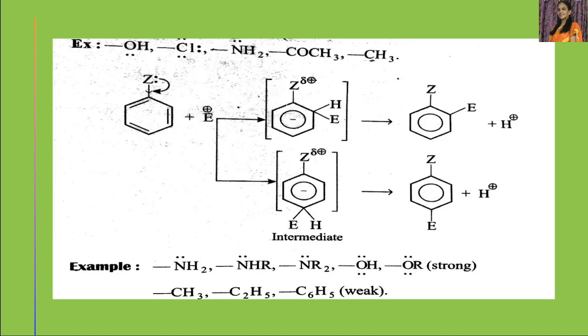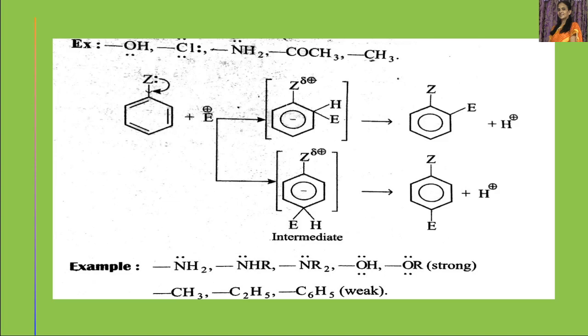Let us see how they activate the benzene ring in this mechanism. This is a monosubstituted benzene, that is, a benzene ring which already has a substituent on it at one position. As these are electron releasing groups, this Z is an electron releasing group. It releases electron density. It pushes the electron pair present on it towards this carbon.